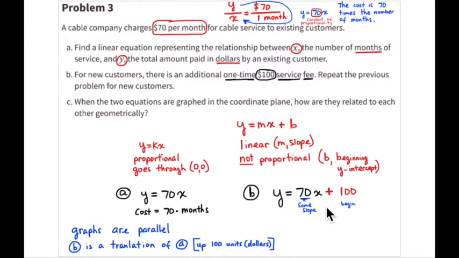So y is equal to 70x, has the same slope, plus $100, which is the amount of money that you begin with. And then it says, how are they related geometrically?